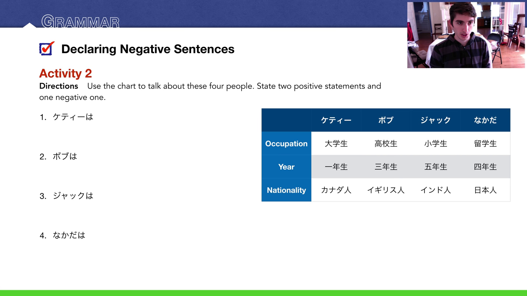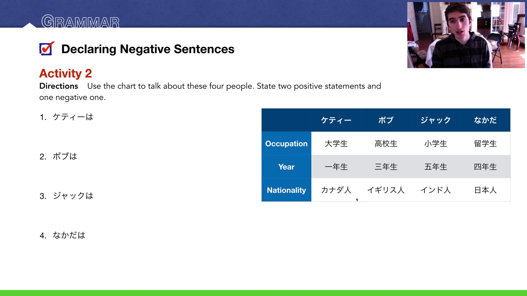Question number one, we need to talk about Katie. Katie is first here. She's a university freshman and Canadian. So I'm just going to go down the chart here. Katie は大学生です。1年生です。She's a first year. And then for my negative, I'll just simply state that she is not a nationality that she isn't. So I will say, イギリス人ではありません。That's Katie.